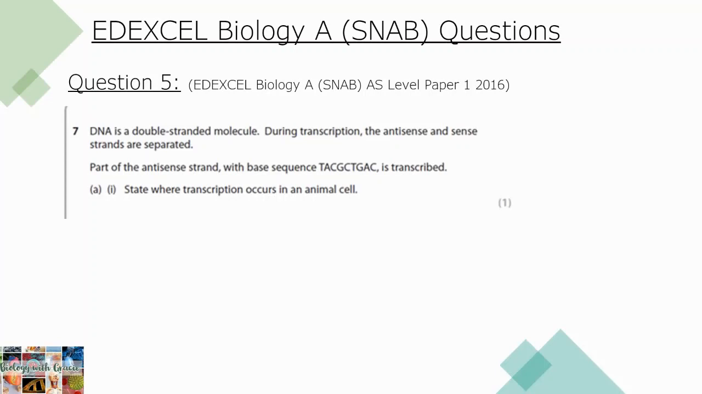Question 5. DNA is a double-stranded molecule. During transcription, the antisense and sense strands are separated. Part of the antisense strand with base sequence TAC, GCT, GAC is transcribed. State where transcription occurs in an animal cell. So we know that, of course, transcription occurs in the nucleus, as this is where the gene code is transcribed. So, nucleus.